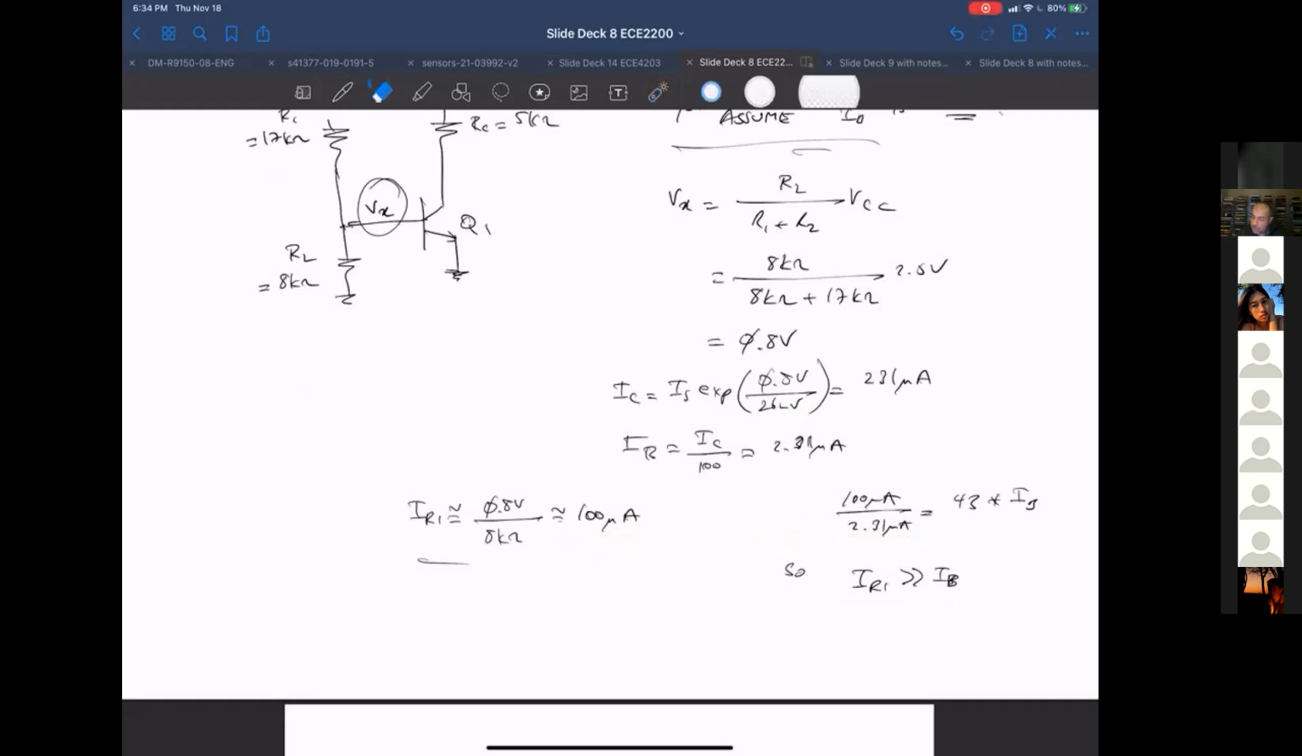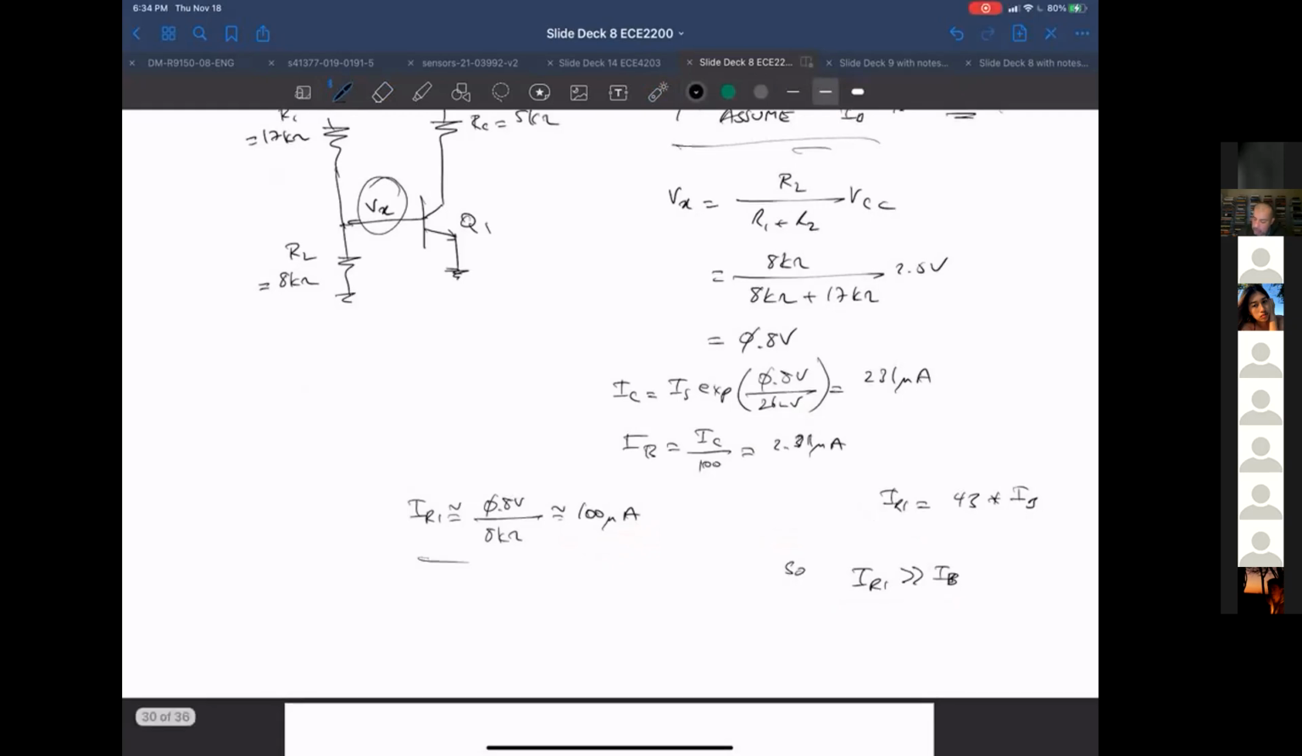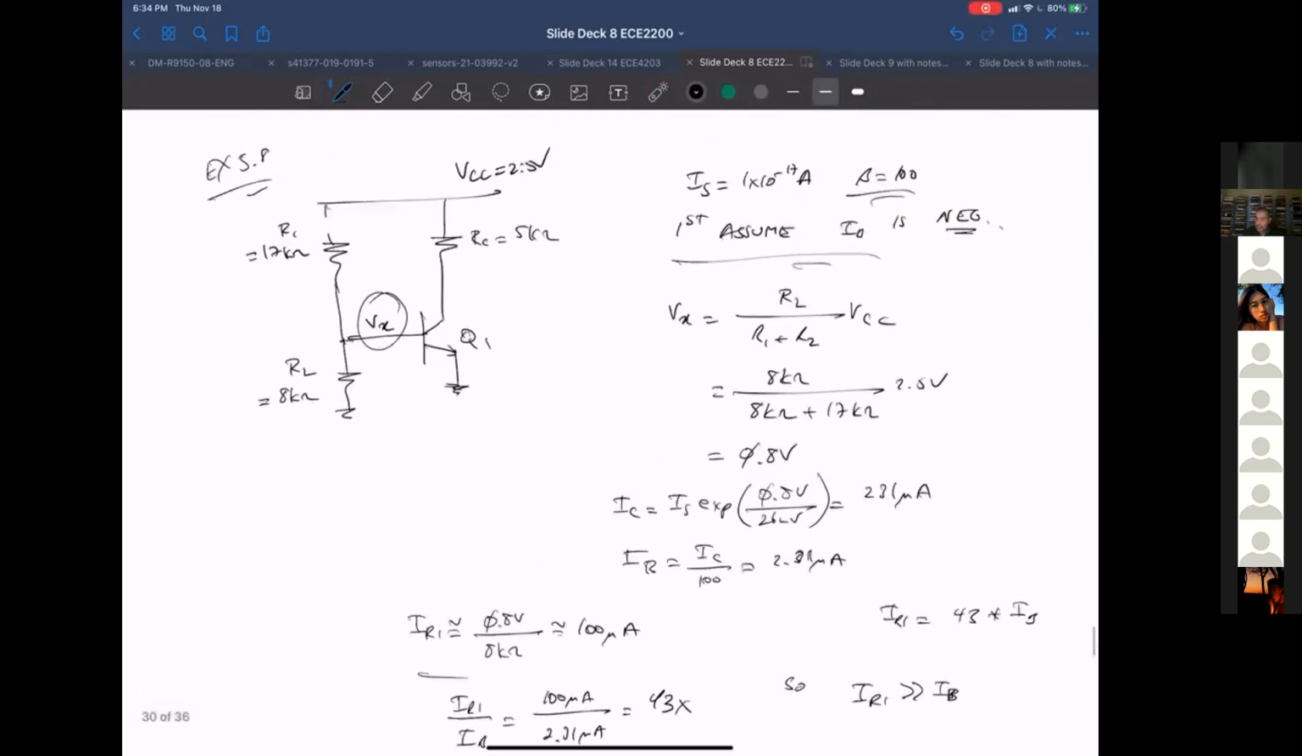So basically, this is what I want to say. I just want to say I sub R1 is 43 times bigger than I sub B. Gotcha. Okay. So what I wanted to say was really just that I sub R1 over I sub B is 100 microamps over 2.3 microamps, which is equal to 43x. Gotcha. Okay. Yeah, thanks for pointing that out.